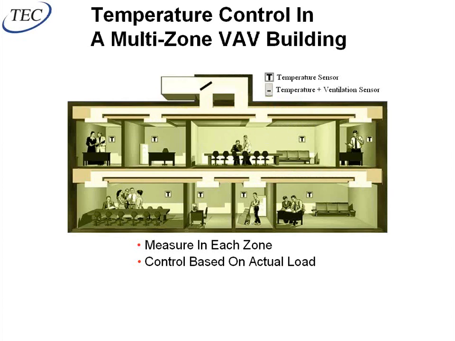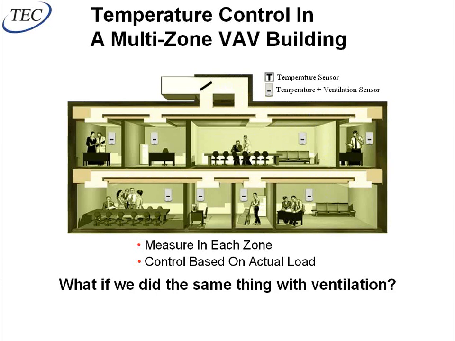So normally we put a temperature sensor in every single space, and that's what we have here, one for every VAV box. And what I'm proposing to you today, and I've been proposing to most of you for the past 10 years, is you put a temperature sensor in there and a ventilation sensor. And in this case, by ventilation sensor, I'm talking about a CO2 sensor. So I want to measure the temperature as well as the CO2 in the space.